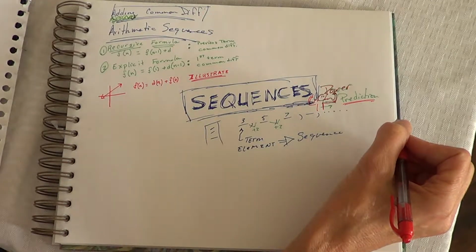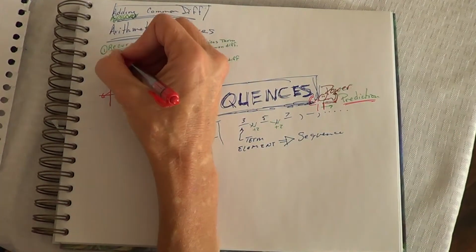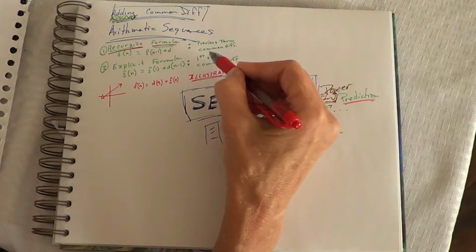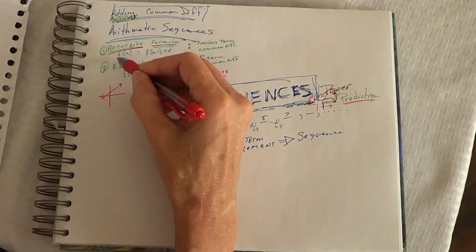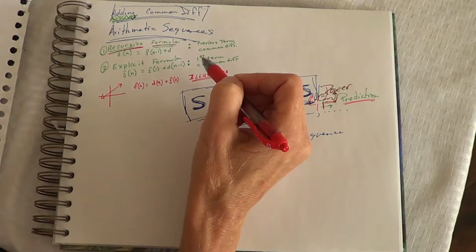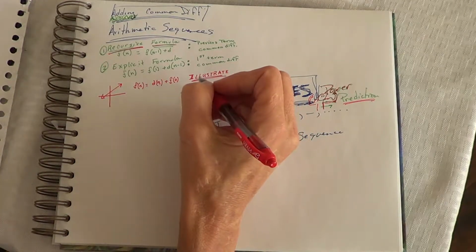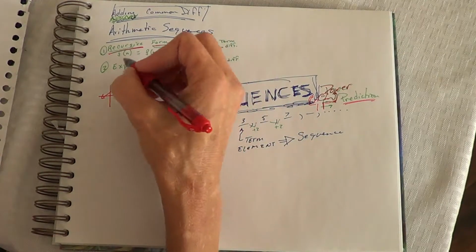In arithmetic sequences yesterday, we discovered the recursive formula. It uses the previous term, the common difference, and here was the formula. I do not want you memorizing that. You absolutely must be able to develop it and explain it. So come see me if you're missing class. We need to spend some time together.